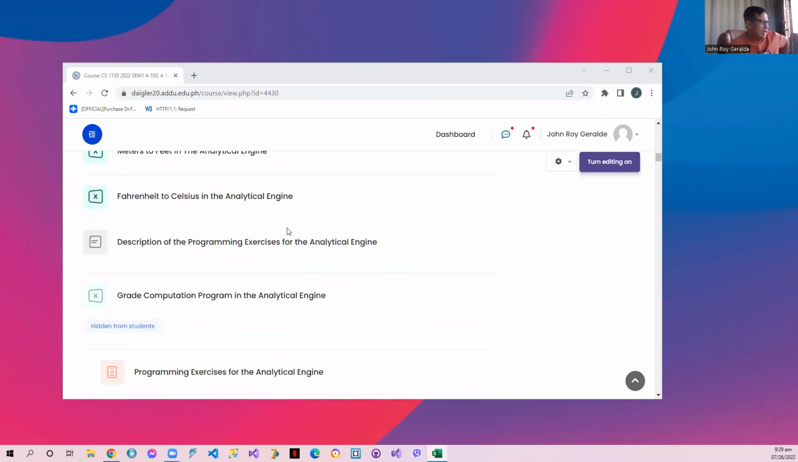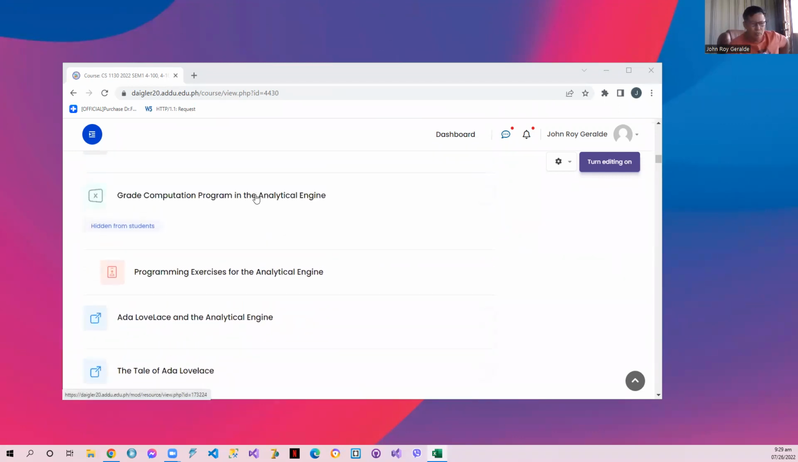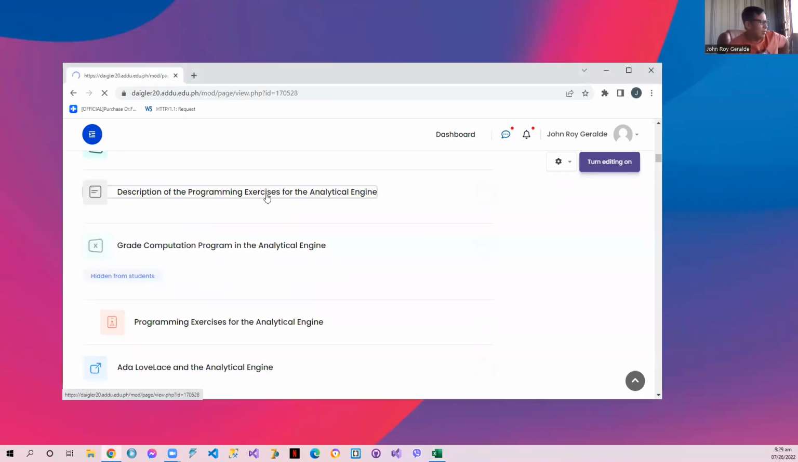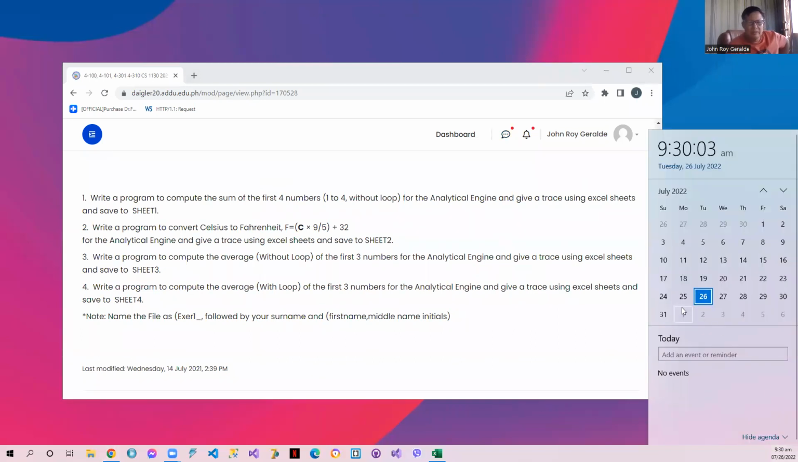By the way, I'm already giving you an assignment to do, no? This is the programming exercise on the analytical engine. We are going to describe it today, no? Okay? So this is what you will do. This is due on Monday, August 1, okay? Before 8 a.m.